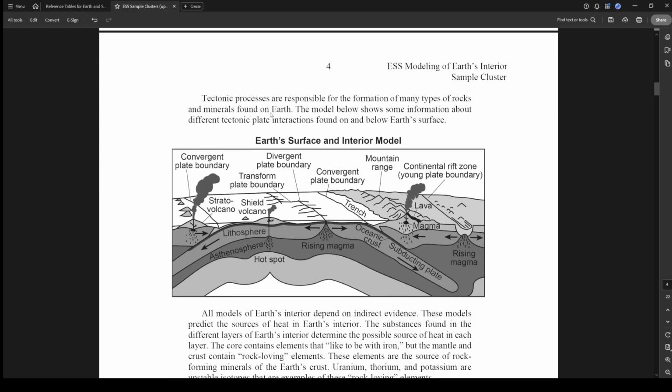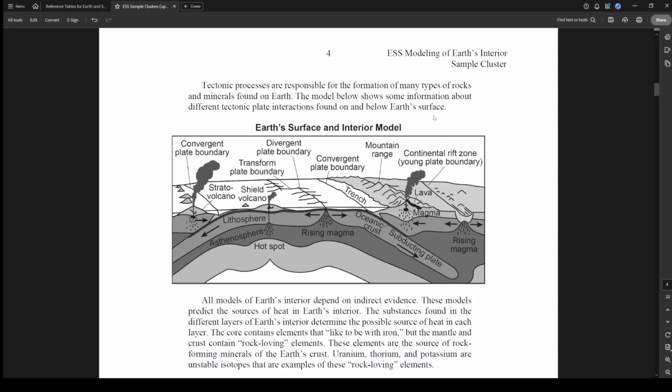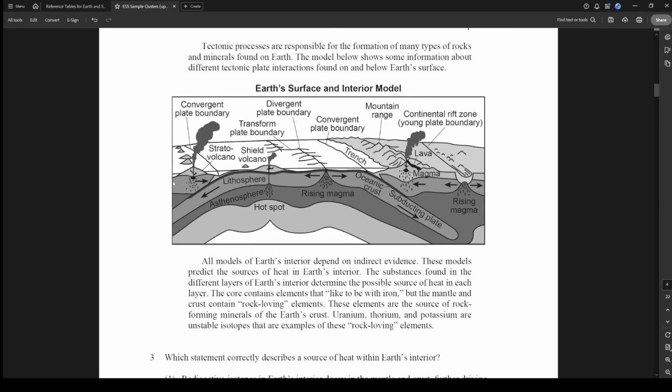All right, here we go. Tectonic processes are responsible for the formation of many types of rocks and minerals found on the Earth. The model below shows some information about different tectonic plate interactions found on and below the Earth's surface. Okay, so we have a lot of plate action going on here. Subduction, all sorts of stuff.